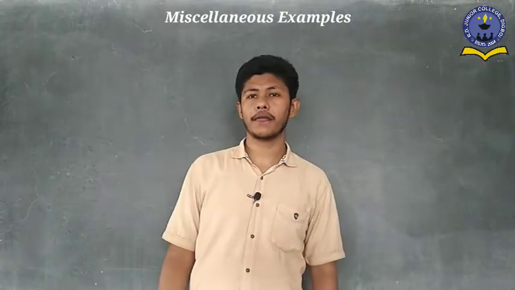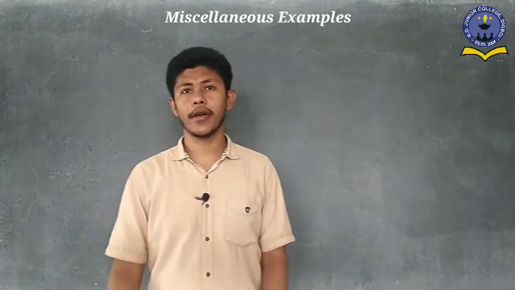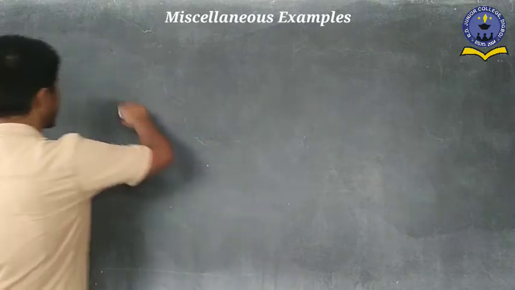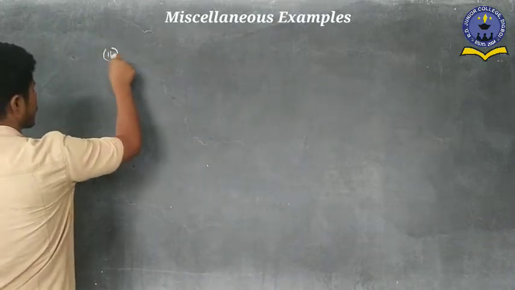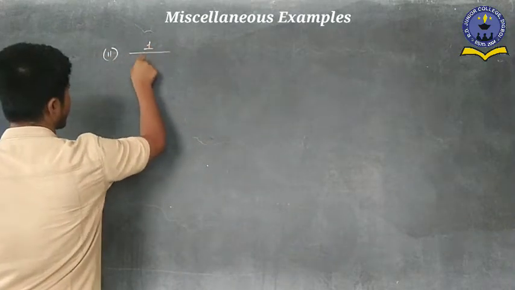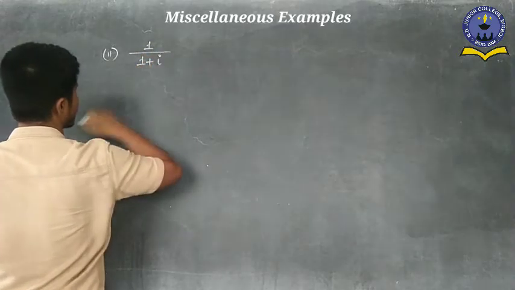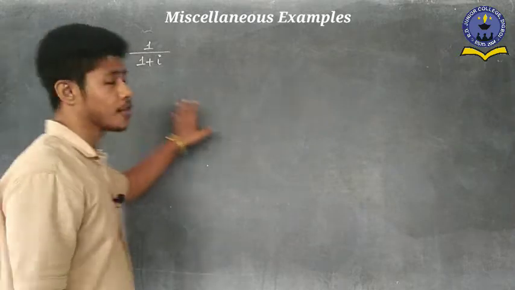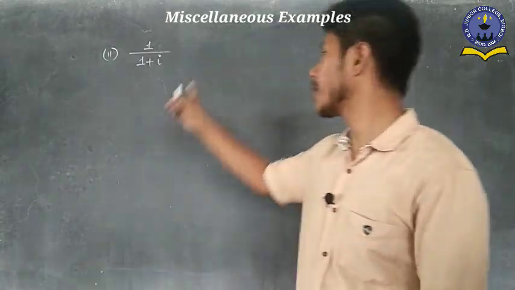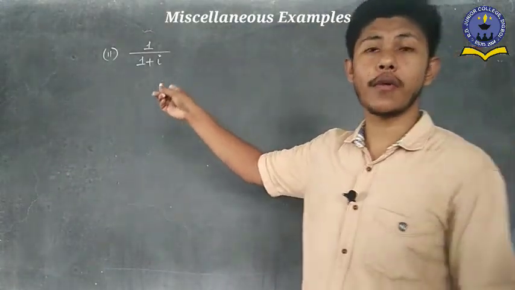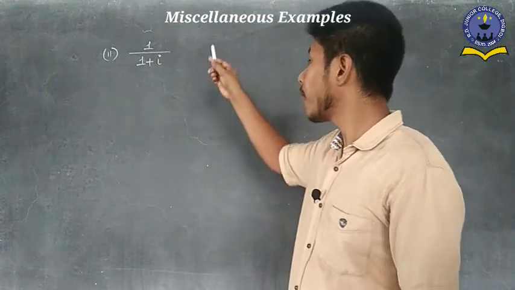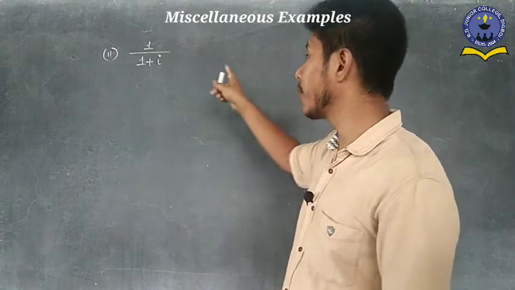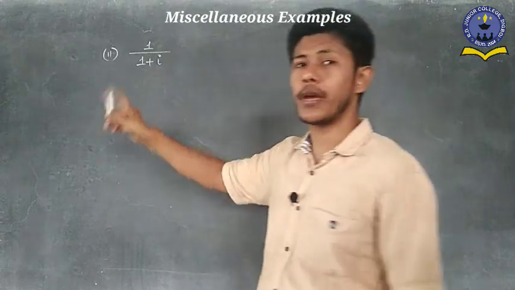Now after completing the first one, the second question is given: 1 divided by 1 plus i. In this case, the question is not given in the standard form of a plus ib, isn't it? 1 divided by 1 plus i. So what do you have to do first? First of all we have to rearrange this result in the form of a plus ib.